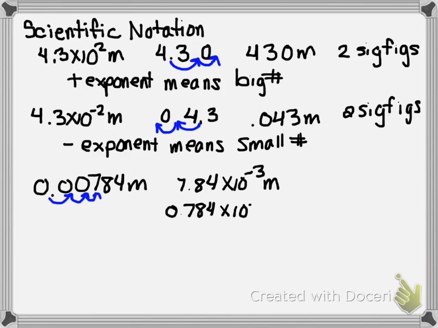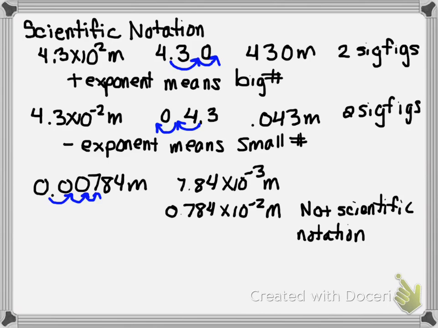The reason it's 3 is because you moved it 3 times. The reason it's negative 3 is because that's a small number, less than 1. If you stop too soon, you would end up with 0.784 times 10 to the negative 2 meters. You would have only moved it 2 times. That is a perfectly legitimate number. You could put that number in your calculator. It's not like it's not a number, but it is not in scientific notation. It doesn't follow the rules.